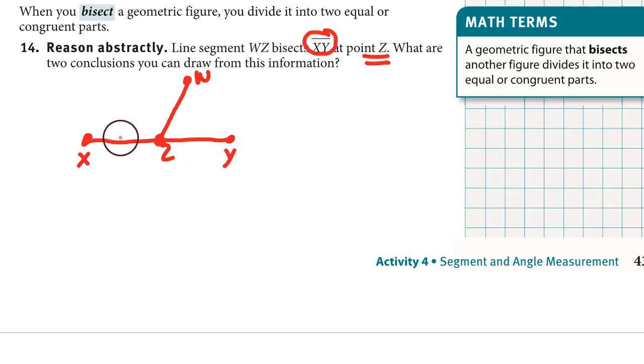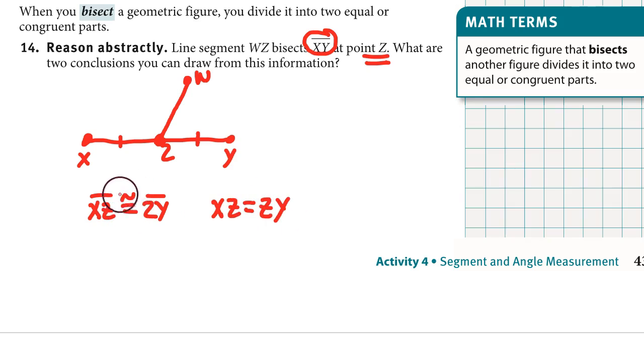We can conclude that this is congruent to this. Let's write that out in symbols. XZ is congruent to ZY. Another conclusion that we can draw is that XZ is equal to ZY. In one case, we used congruent to say that the segments were the same. In the other case, we used an equal symbol to say that the lengths were the same. I'm going to pause the video here so you can take notes on this one.